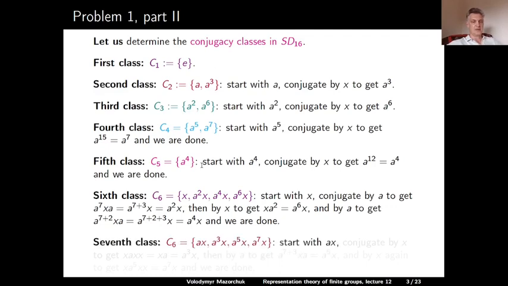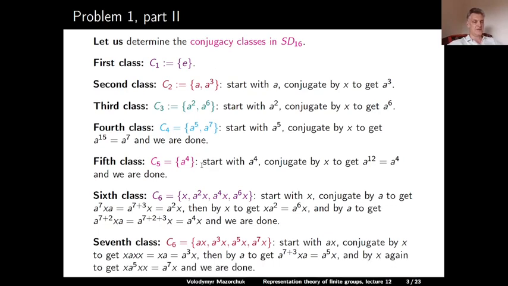The final conjugacy class contains all the other elements. The first element which is not yet listed is ax. If we conjugate it by x, we get xa, which is a to the power 3x. Then we conjugate this by a, we get a to the power 7 times a to the power 3xa, which reduces to a to the power 5x, and then conjugating by x again gives x a to the power 5, which is a to the power 15x, which reduces to a to the power 7x, again because a to the power 8 is the identity.